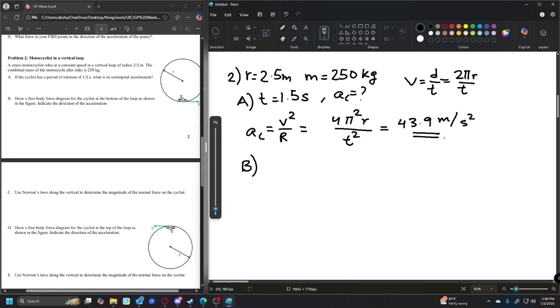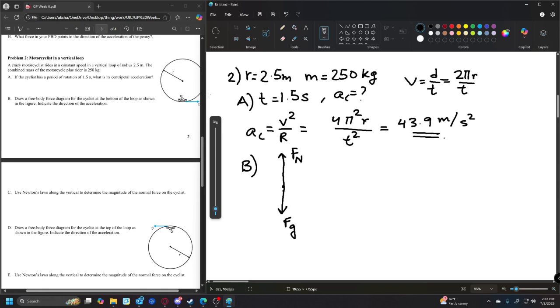For part B, it's asking us to draw a free body diagram for the cyclist at the bottom of the loop. So the free body diagram should end up looking like this. There is the force of gravity acting on the cyclist, or the motorcyclist. The centripetal acceleration points upwards towards the center again, since he's going like this. It's pointing up, and so the net force is also pointing upwards, and so your other force, your F normal, or your net force here, points upwards. And this is the free body diagram.